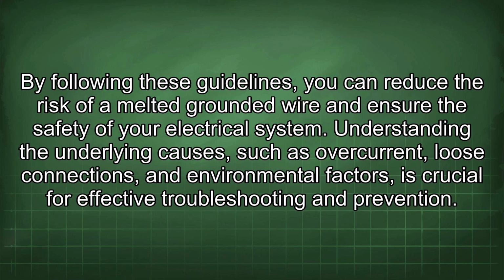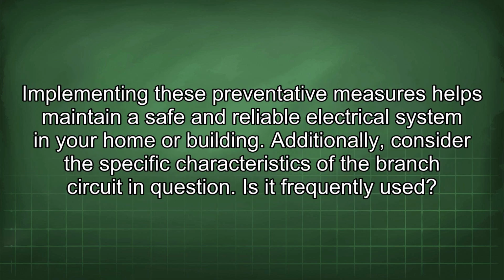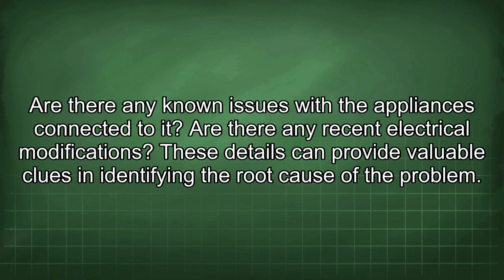Understanding the underlying causes, such as overcurrent, loose connections, and environmental factors, is crucial for effective troubleshooting and prevention. Implementing these preventative measures helps maintain a safe and reliable electrical system in your home or building. Additionally, consider the specific characteristics of the branch circuit in question. Is it frequently used? Are there any known issues with the appliances connected to it? Are there any recent electrical modifications? These details can provide valuable clues in identifying the root cause of the problem.